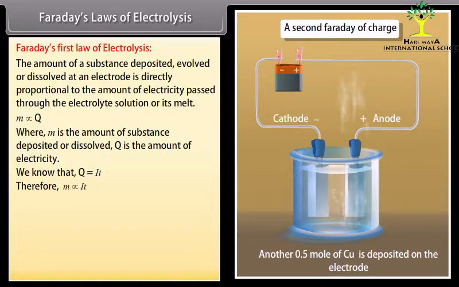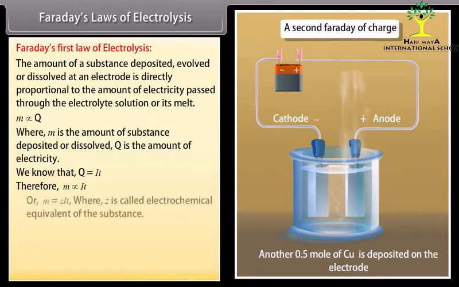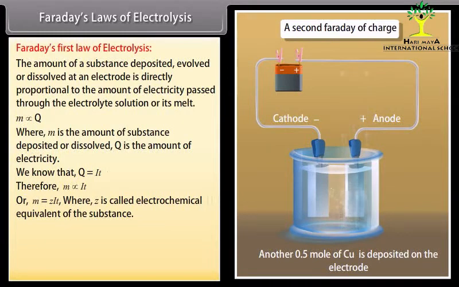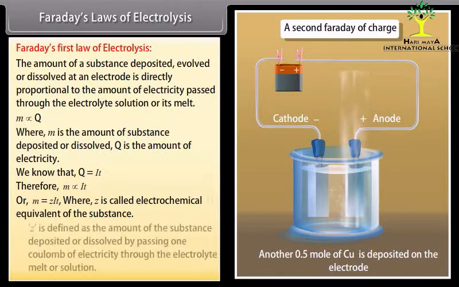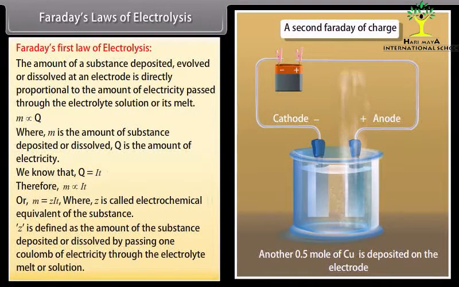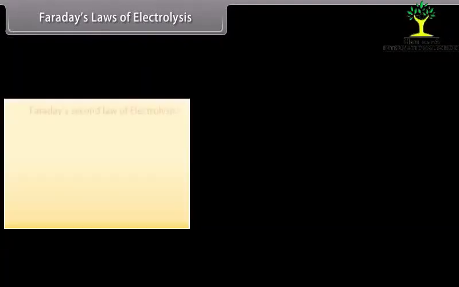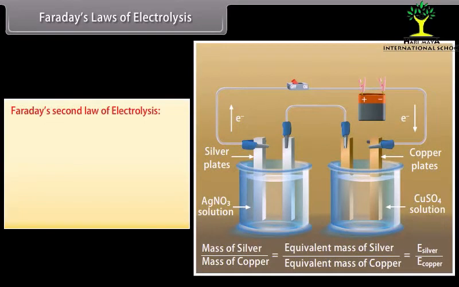We know that Q is equal to I t. Therefore, M is directly proportional to I t. It can be written as M is equal to Z I t, where Z is called the electrochemical equivalent of the substance. Z is defined as the amount of the substance deposited or dissolved by passing 1 coulomb of electricity through the electrolyte melt or solution.